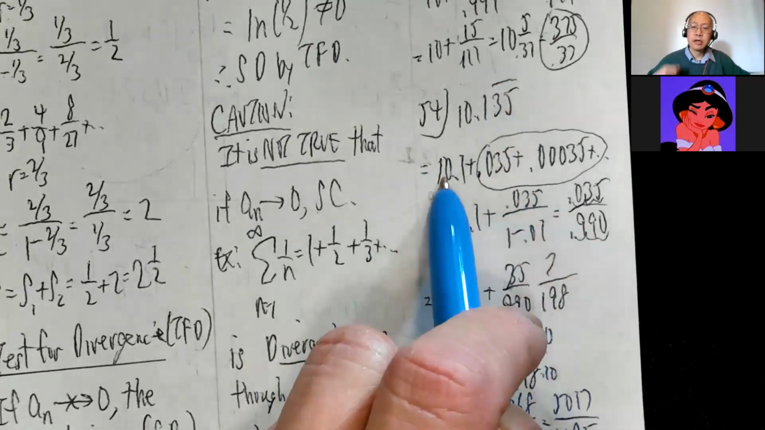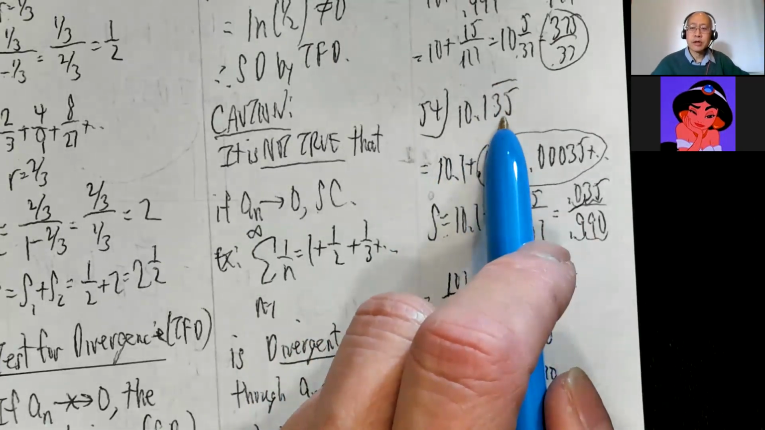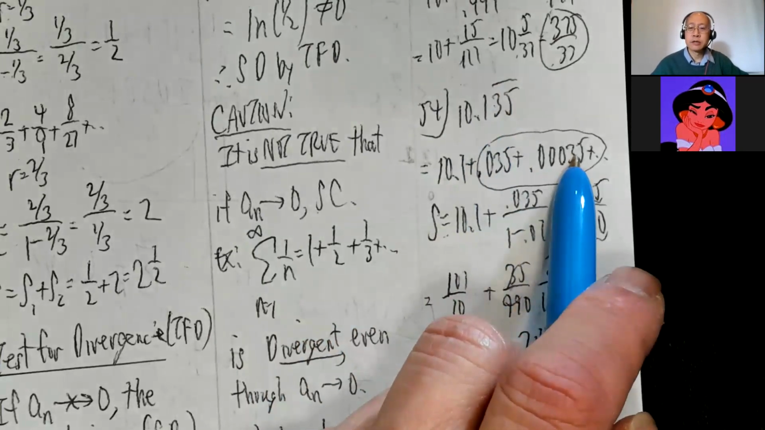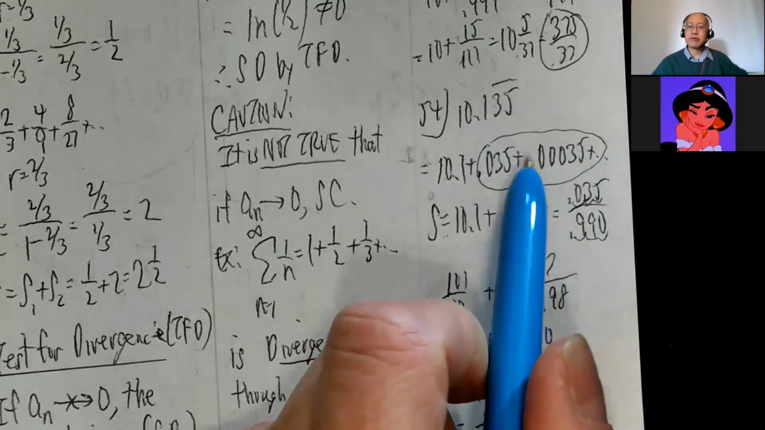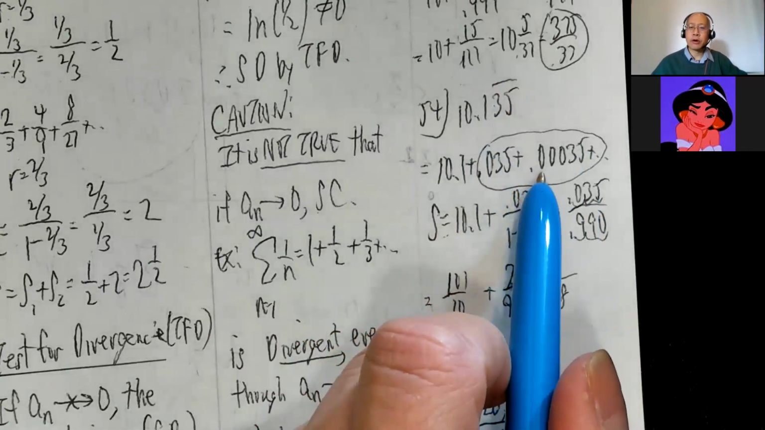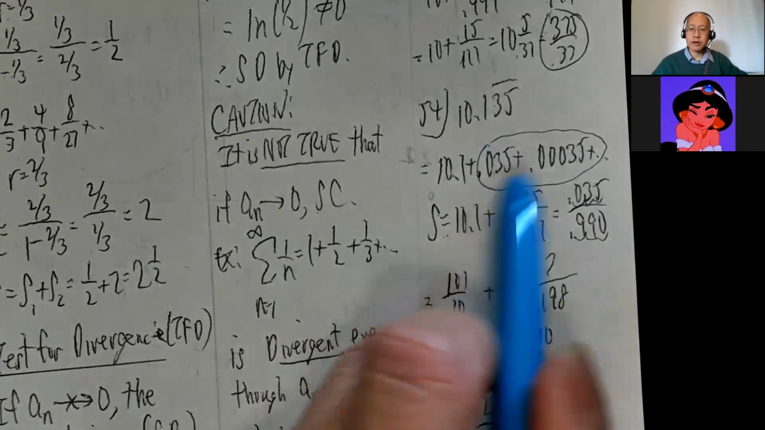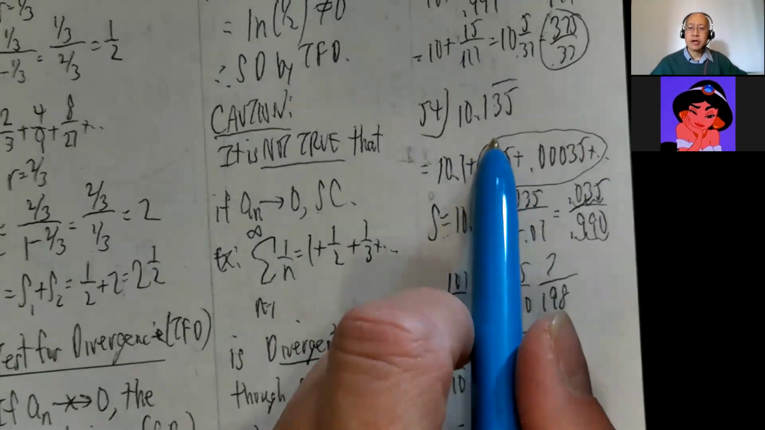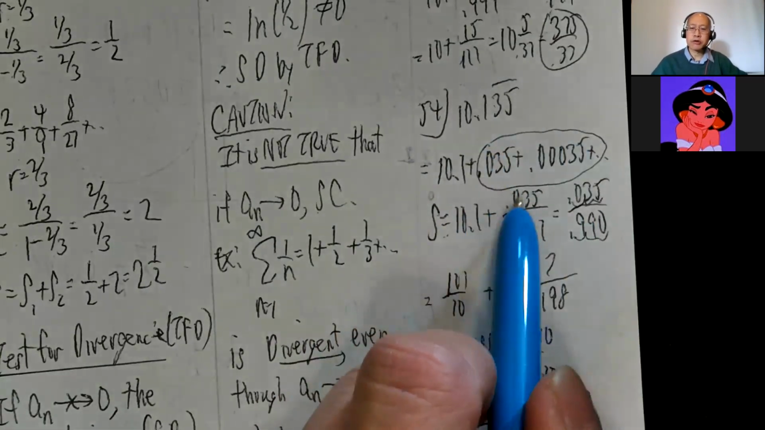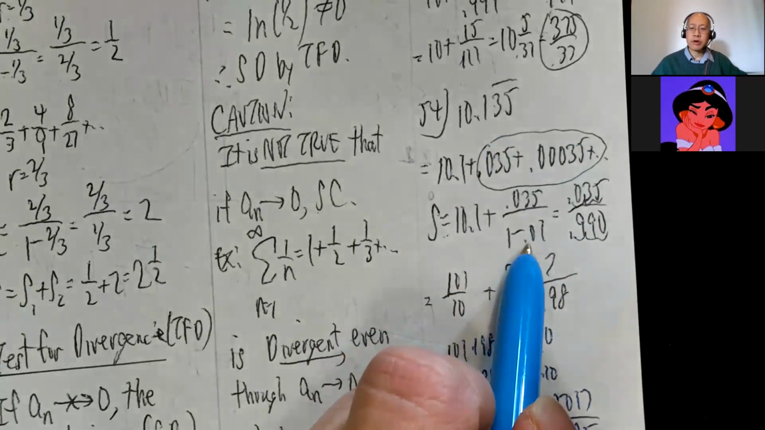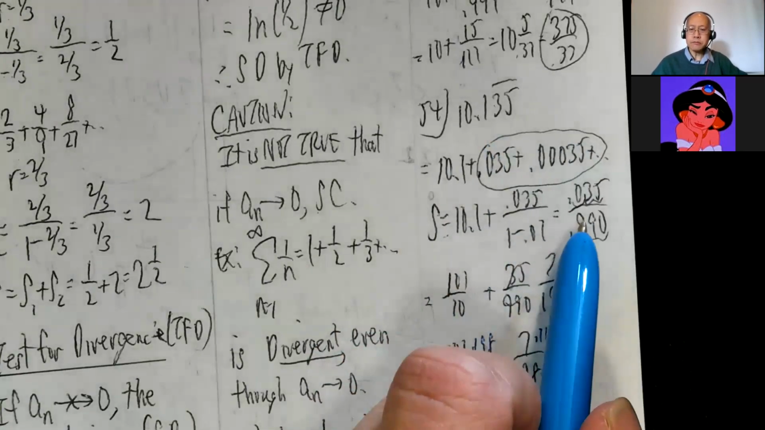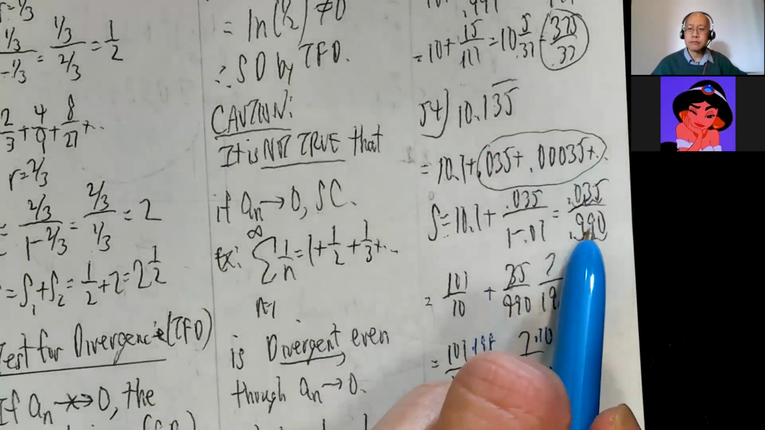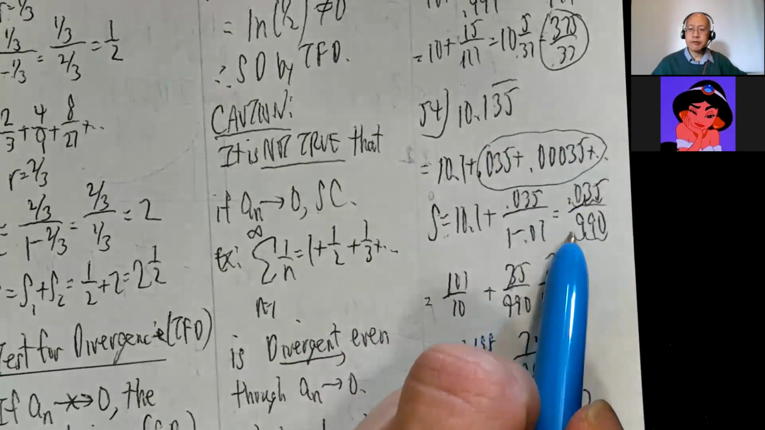So that's 10.1 plus 0.035 plus 0.00035 and so on. So the common ratio is 1/100th or 0.01. So the sum is 10.1 plus a over 1 minus r. The geometric part is 0.035 over 1 minus 0.01. That's 0.035 divided by 0.990. Move over 3 spaces, move over 3 spaces.